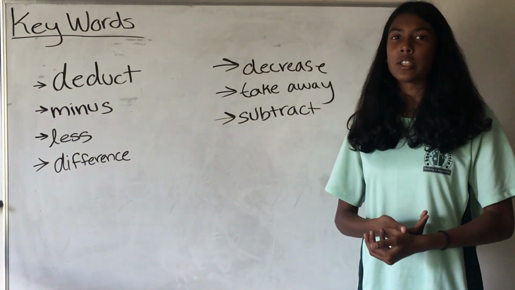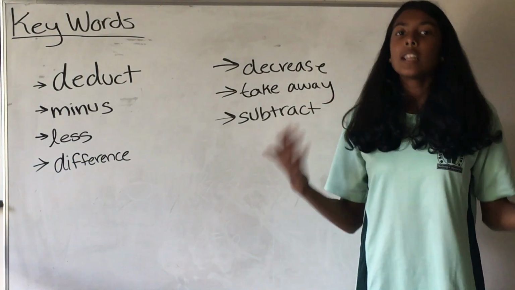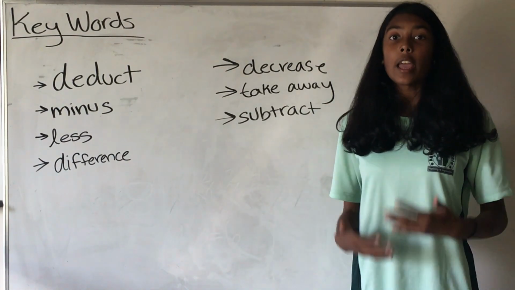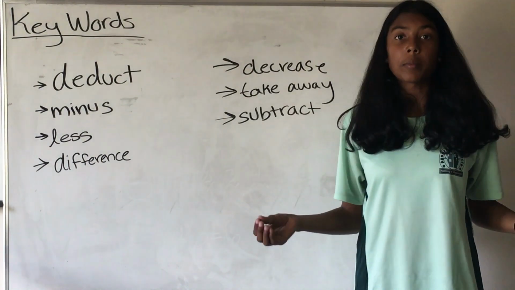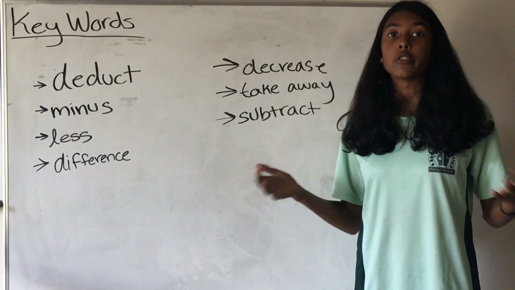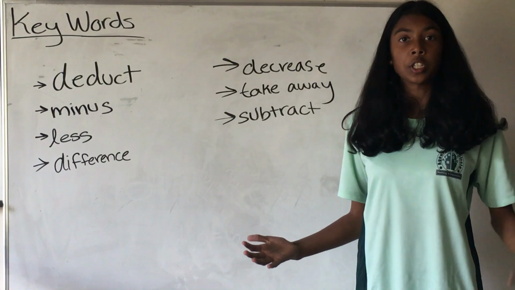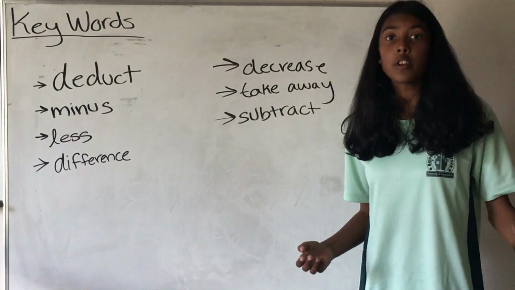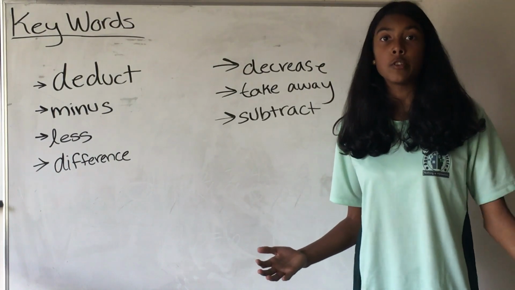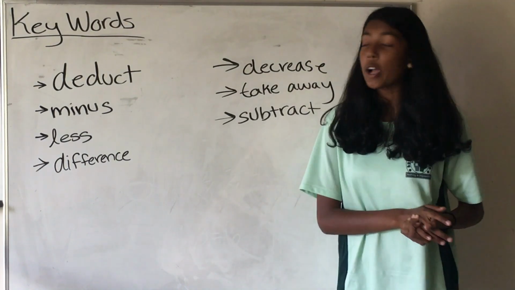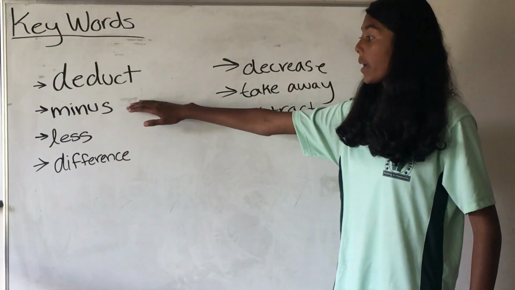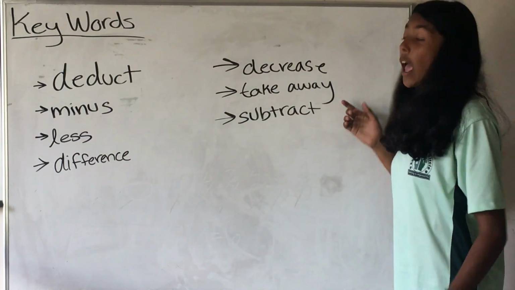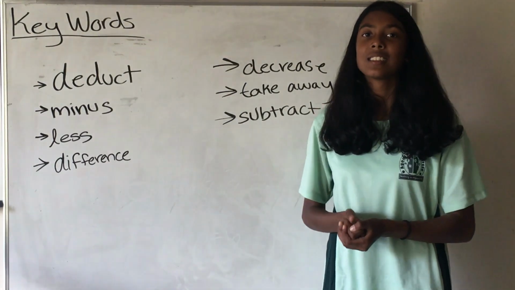We're now going to move on to the keywords. Why do we have keywords? Let's say we're doing a word problem, and we're like, what should I do? If you see one of these words, which I'm going to say in a bit, then you know you're going to use subtraction. Same goes for addition, multiplication, and division. Whenever you see one of the keywords for one of those operations, you know you're going to use it. So the ones for subtraction are deduct, minus, less, difference, decrease, take away, and subtract.